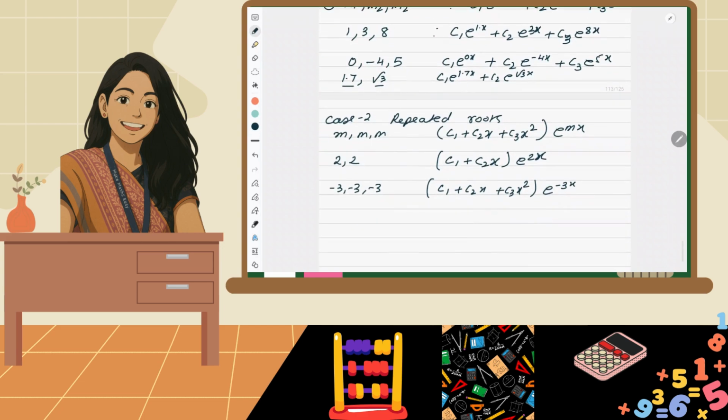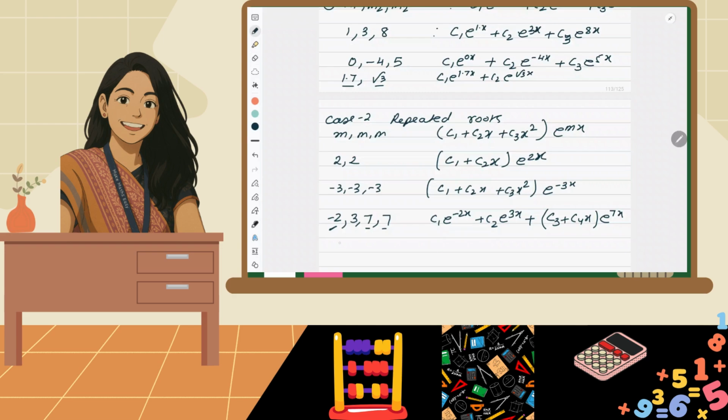Now suppose my roots are minus 2, 3, 7, 7. How will I write down the answer? Minus 2 is coming only one time, so I will write c1 e^(-2x) plus c2 e^(3x). Now 7 is repeated, so (c3 plus c4 x) e^(7x).